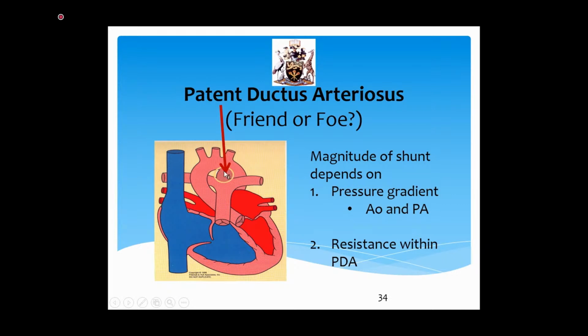birth. If it doesn't close off and become the ligamentum it is supposed to become, and there's blood flow, then you will end up with blood flowing from the aorta into the pulmonary arteries, because the pulmonary artery pressure is lower than the aortic systemic blood pressure. And the magnitude of the shunt will depend on the pressure gradient between the aorta and the pulmonary artery, and the size of the PDA, which will also determine the resistance within the PDA and the pulmonary resistance.